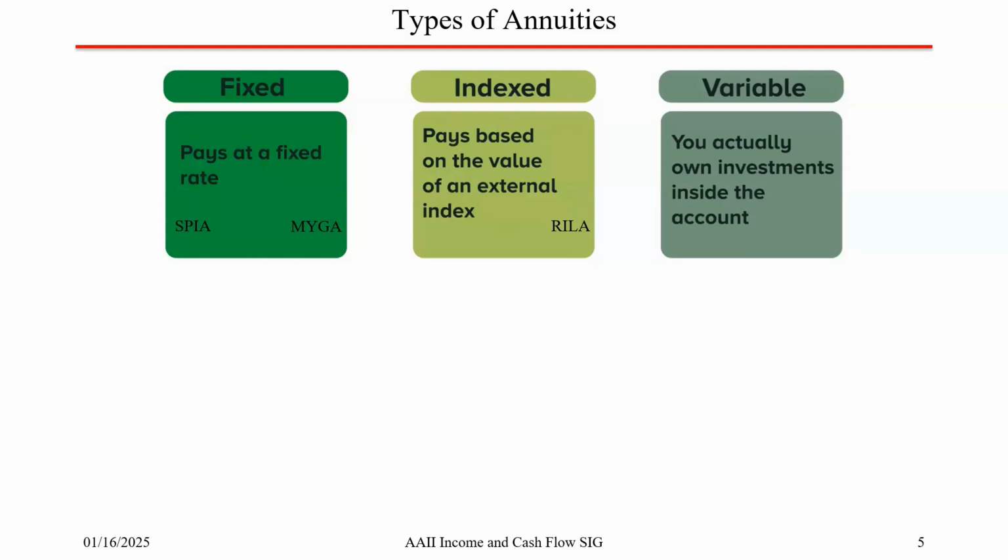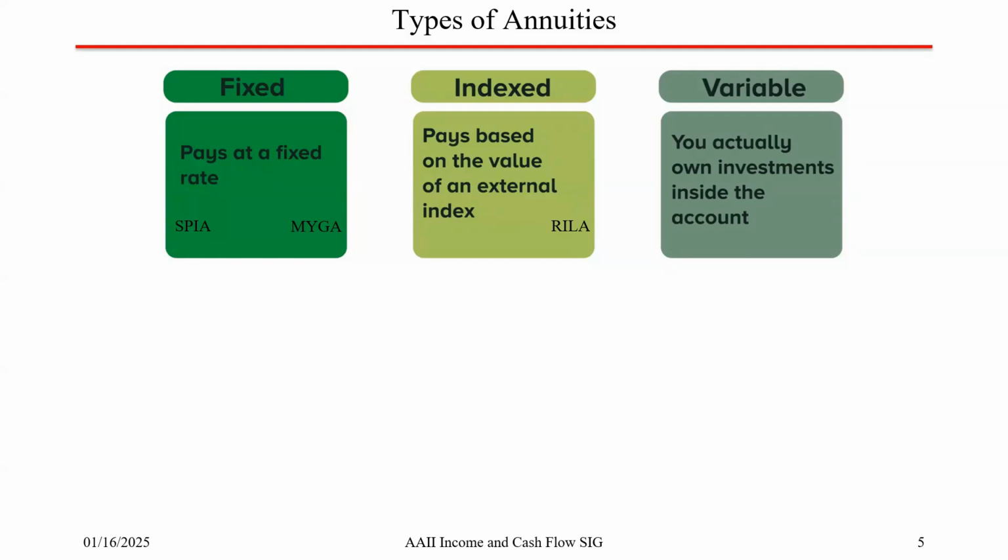There's fixed, indexed, and variable. Fixed is very simple. You are paid with a fixed rate. And there are two common types. One is called SPIA, the other one is called MIGA. SPIA is single payment immediate annuity. And the other one, MIGA, is multi-year guaranteed annuity.